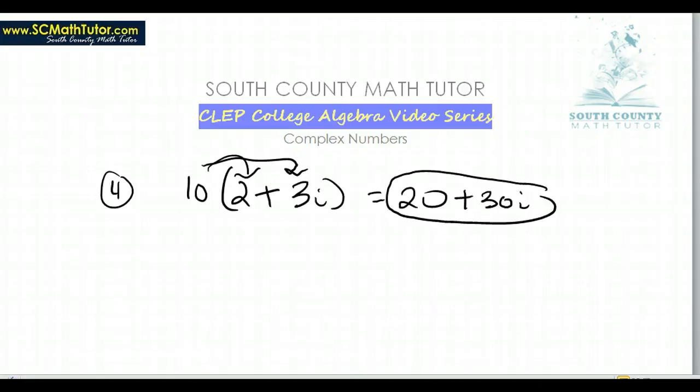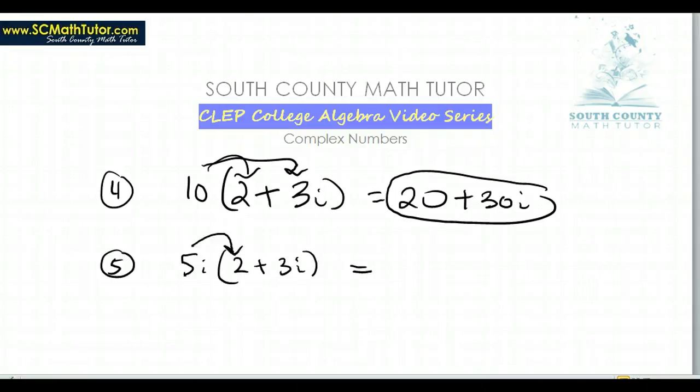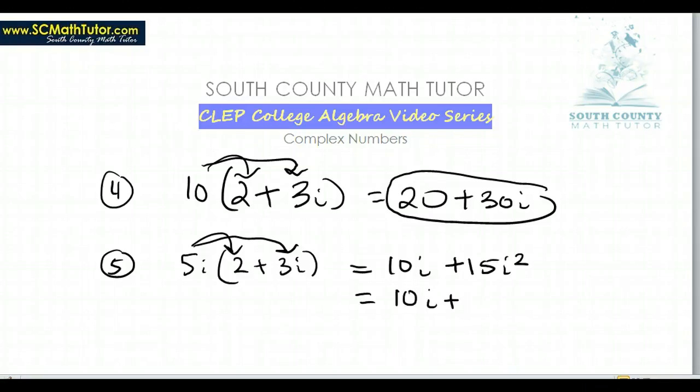What if you have a strictly imaginary number, 5i times (2 plus 3i)? Distribute. So 5i times 2 is 10i. 5i times 3i is 15i squared. Again, notice you have powers of i. i squared is negative 1, so you're going to substitute i squared with negative 1.